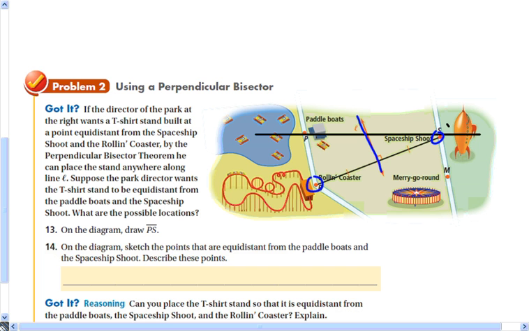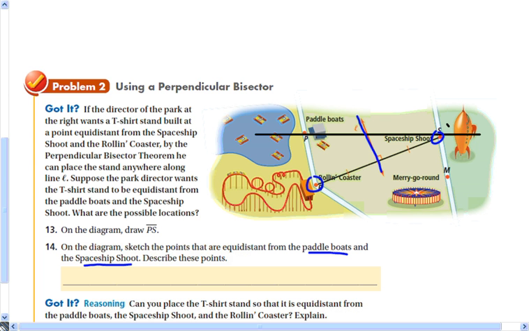All right. And now the T-shirt stand, we want to be equidistant from those two and the paddle boats. So we want to know what some possible locations would be. So we drew PS there, and on the diagram, any point that is on the perpendicular bisector of PS would be equidistant from the paddle boats and the spaceship. So we need to draw in a perpendicular bisector there.